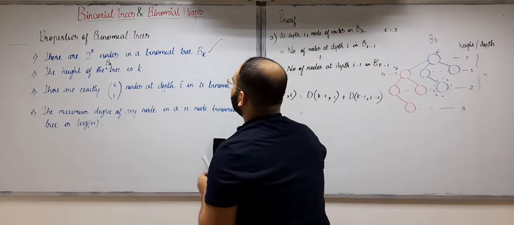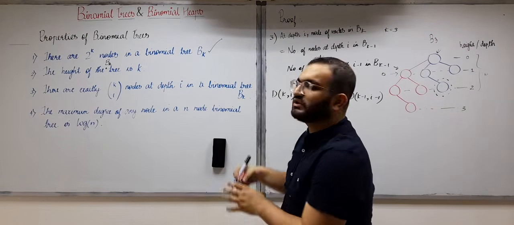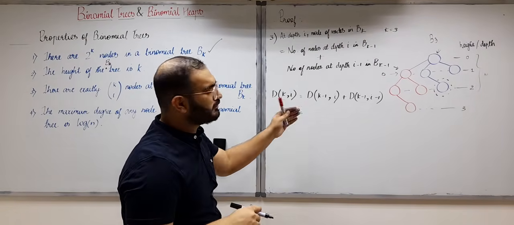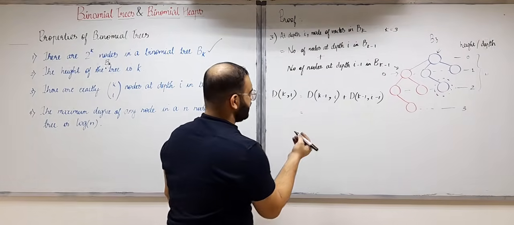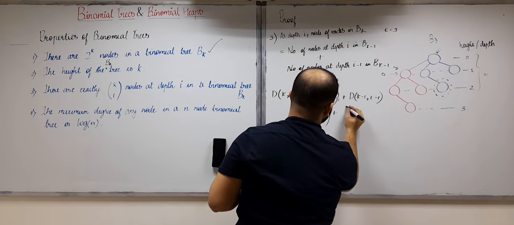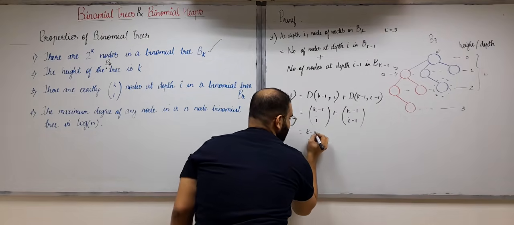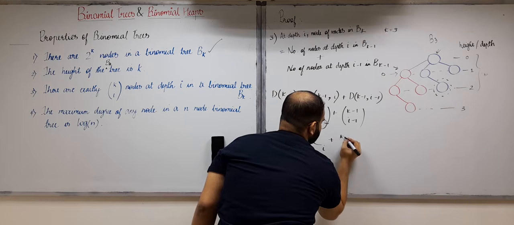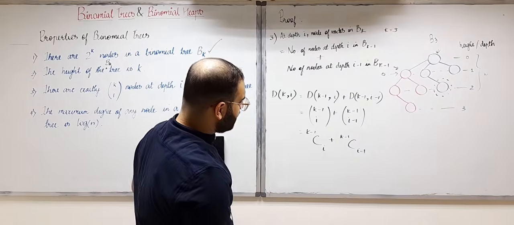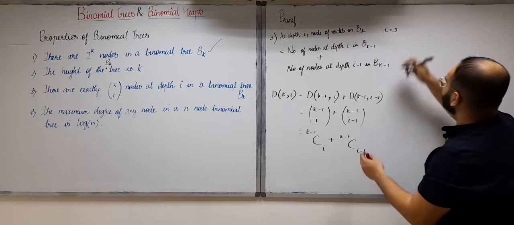So let us assume through mathematical induction that this third property holds for binomial tree k minus 1. So we can write this as (k-1)Ci plus (k-1)C(i-1). I've written the same thing. Now let us continue this over here.